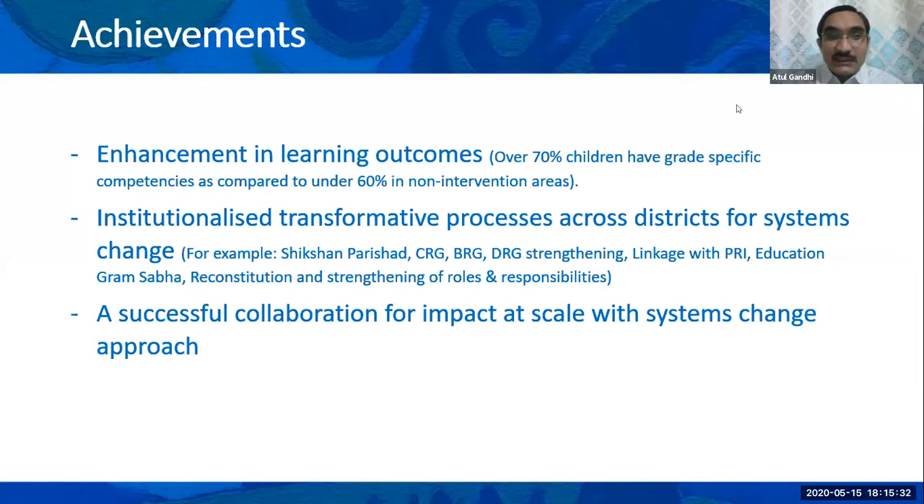We see this as a successful model of collaboration for impact also because after 4 years of the program, we have been receiving requests from other district Jila Parishads to start the intervention in their areas. I think the government understands what is useful and helpful for them when they want to achieve something at scale. The sense of scale and what will work is best understood by the government, and the invitations to start work in these areas stand testimony to this.